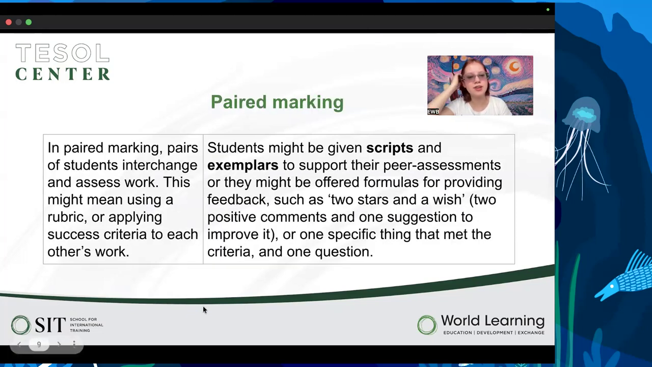Next one is paired marking. It's generally when students exchange work and assess it, okay? They can use some rubrics or some criteria to assess each other's work. You can also give them scripts or examples, exemplars, that will help them to assess each other so that you do not get "everything was good" at the end of the class, right? Because students like to assess each other too well. They will just write "it was great, no mistakes." So you can provide them some scripts, some rubrics so that they evaluate honestly how well their pair did during a specific task. Okay.